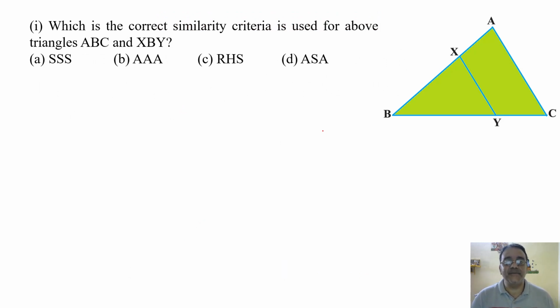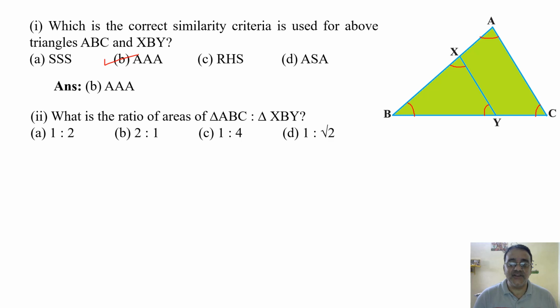Which is the correct similarity criterion used for the above triangles? Now see, this is parallel, so these two angles are equal. Even these two angles are also equal, corresponding angles. And this is common. So ABC and XBY are similar by which criterion? AA similarity. Right. Now the next question: what is the ratio of areas of triangle ABC to triangle XBY?